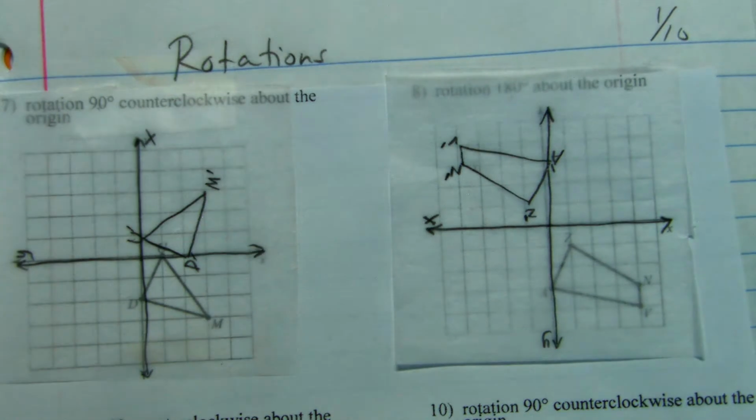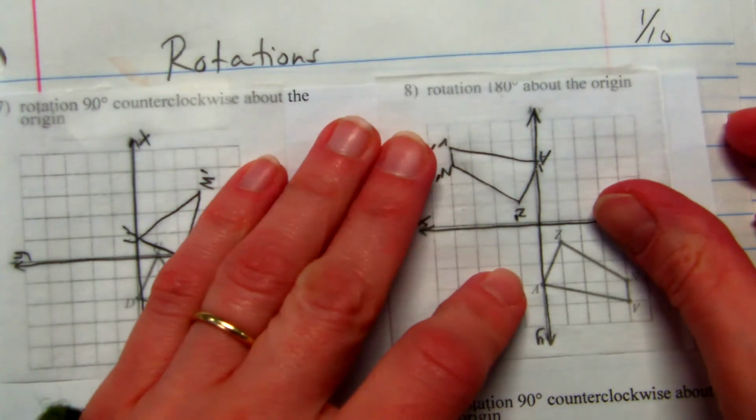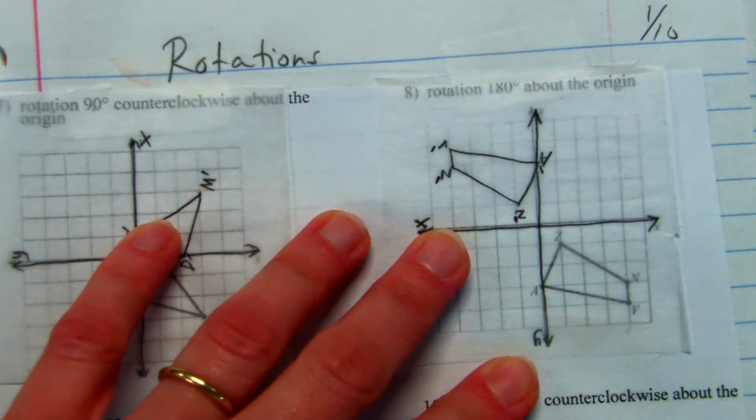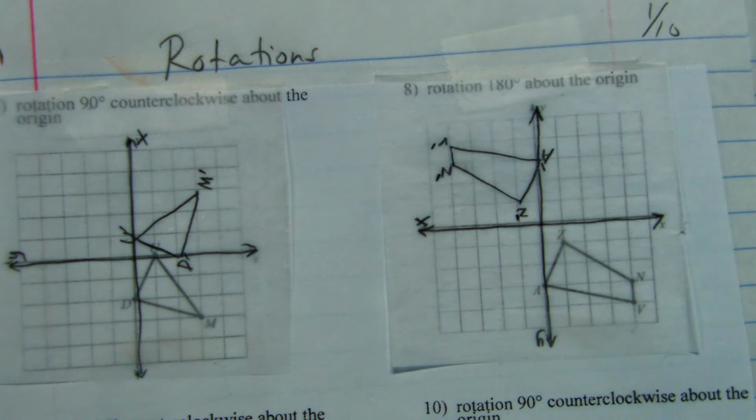So all we have to do now is tape it. So just make sure your origin and your axes are lined up. Tape the top and the bottom. Voila! It's all done.